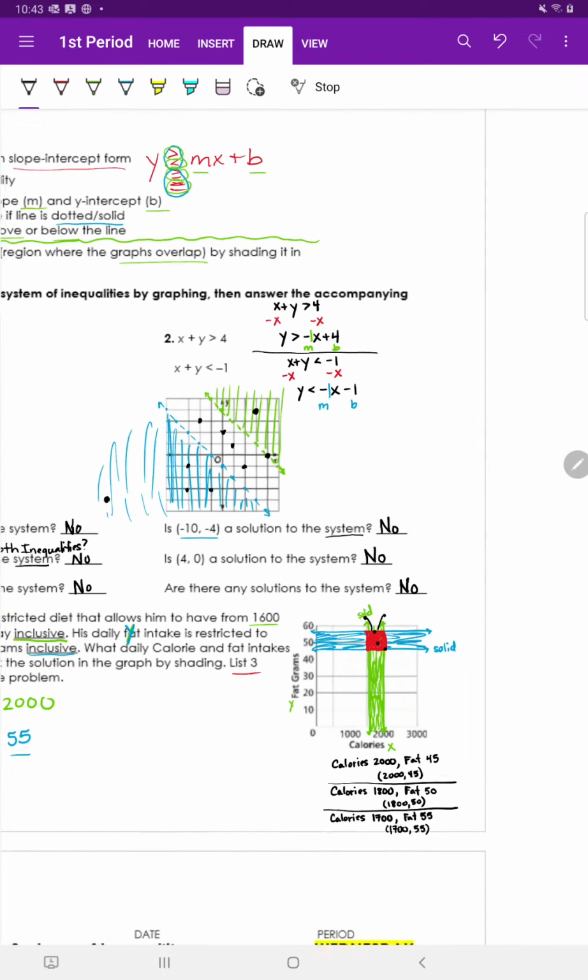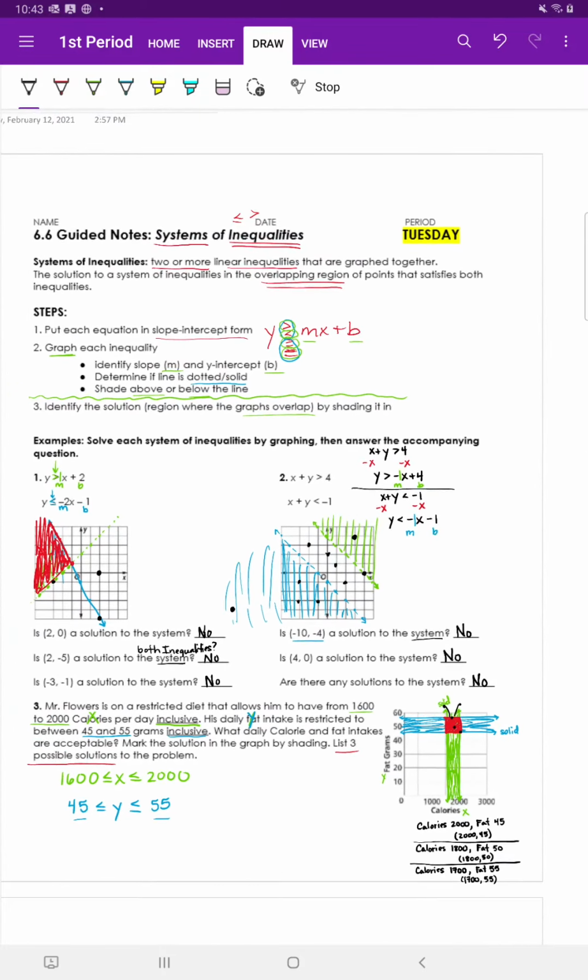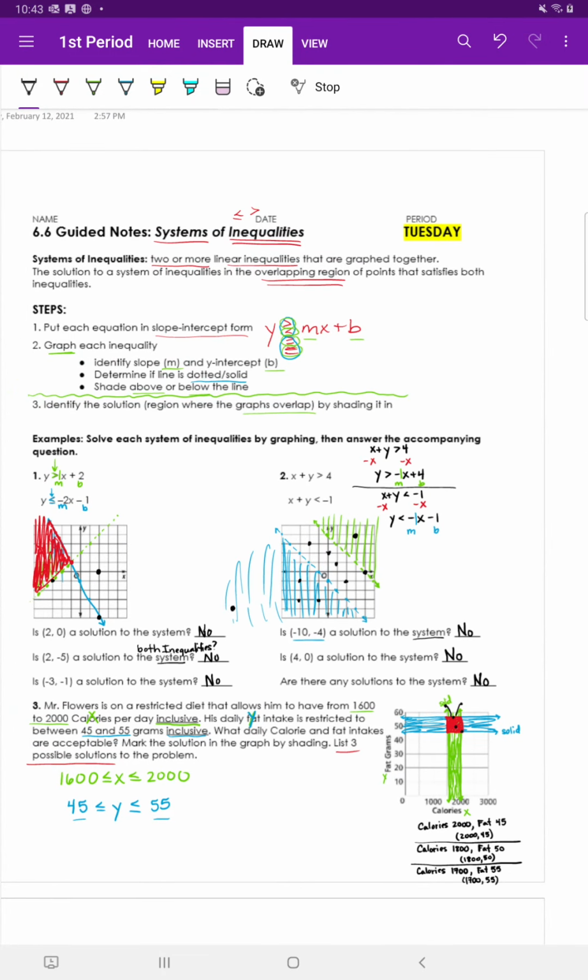So this concludes the guided notes for systems of inequalities. Make sure you've copied all these notes down, snap a picture of your work, and submit it on Canvas for credit for following along with today's video and doing your guided notes.